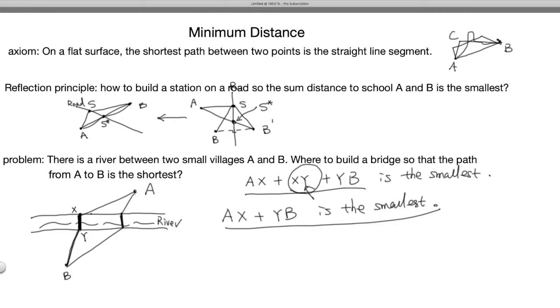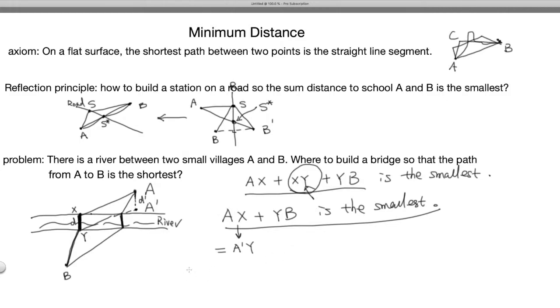But the thing is, for the YB plus AX, I'm going to do an equivalent transformation. I'm going to build a parallelogram. I'm going to bring A down to A prime. So basically, if the span of the river is d, I'm going to build a parallelogram XY A prime A. This side is also d. So this is a parallelogram. So in here, AX is the same as A prime Y, because this is a parallelogram and I bring A down to A prime.